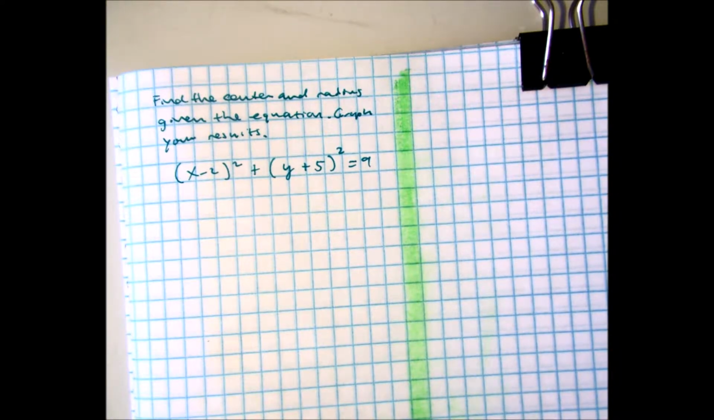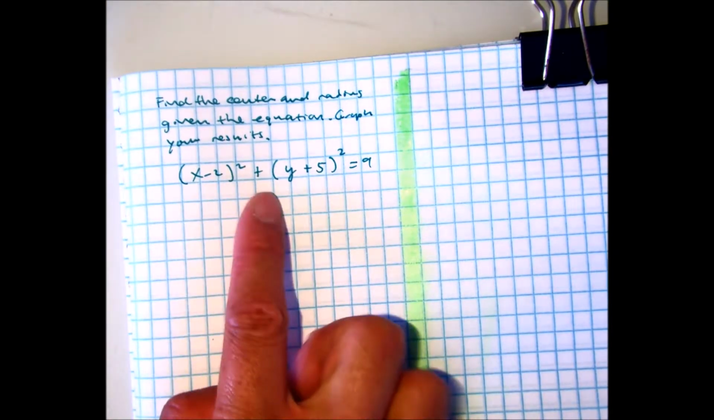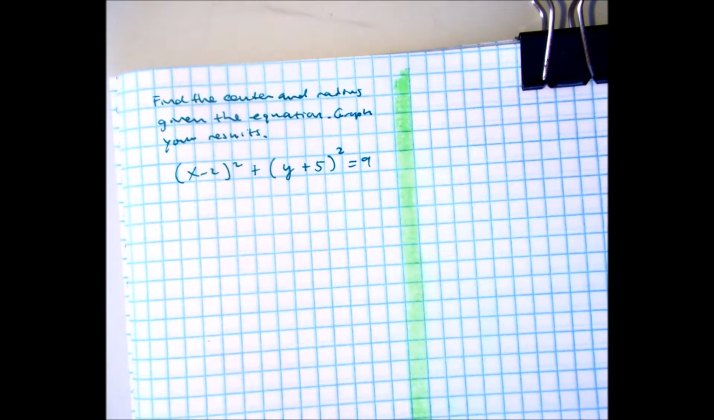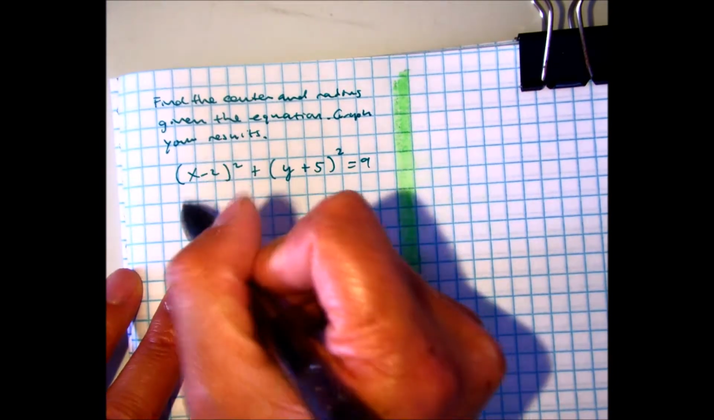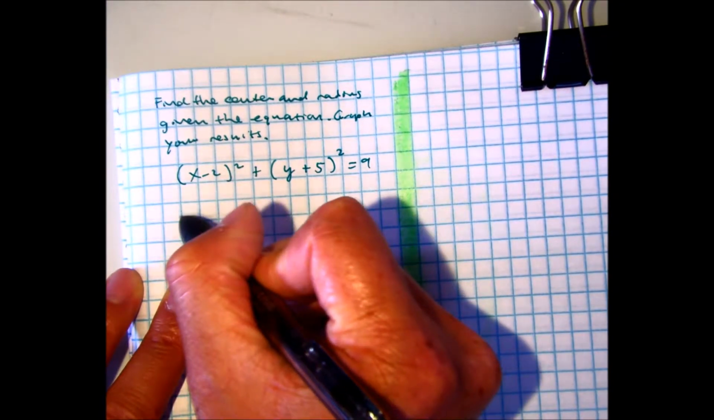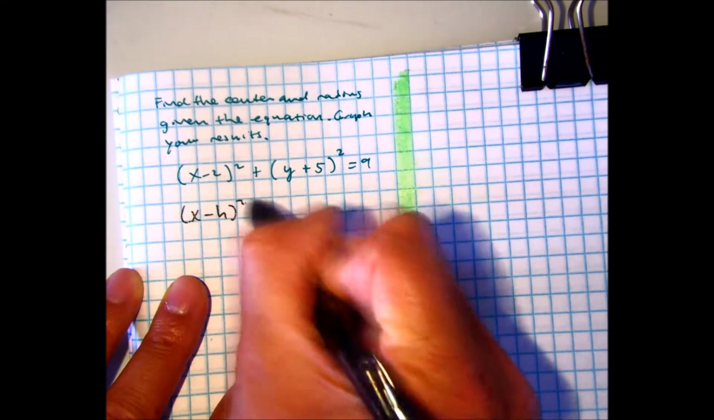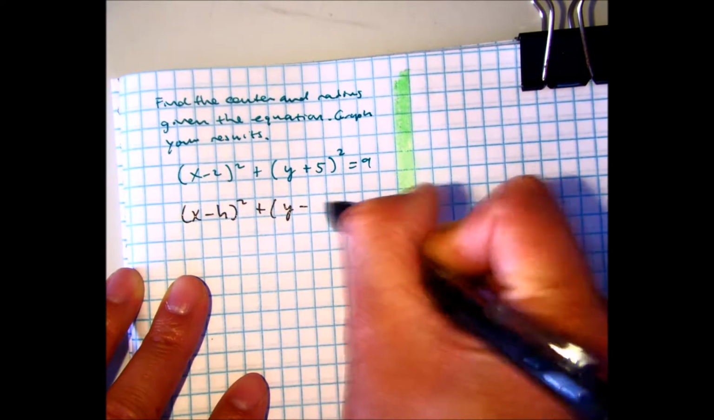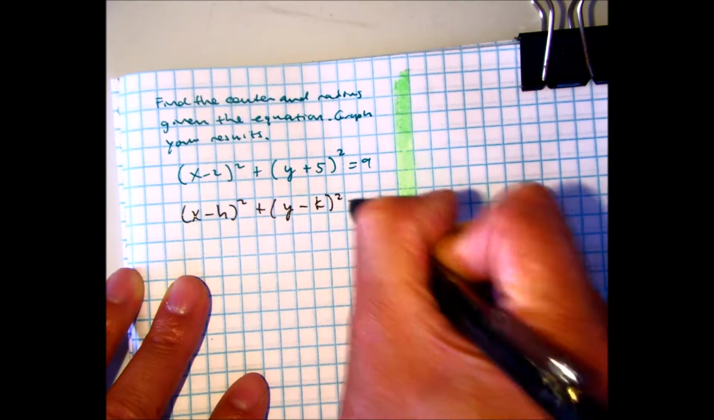Alright, so let's go ahead and try this problem. Find the center and radius given the equation. Graph your results. We're given (x minus 2) squared plus (y plus 5) squared equals 9. Ivan, can you tell us the equation for a circle, please? Parenthesis x minus h, parenthesis squared, plus parenthesis y minus k, parenthesis squared equals r squared.